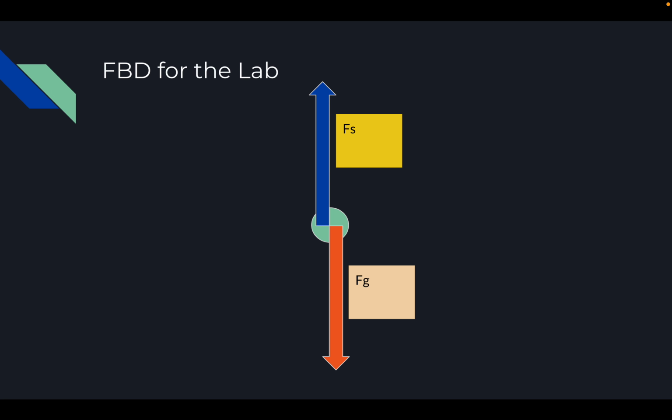Here is the free body diagram for the lab, tying everything in from the provided video. You can see the mass of the object in the middle, and then we have the force of the spring in the upwards direction and the force of gravity in the downward direction. I'm showing that here on a free body diagram.